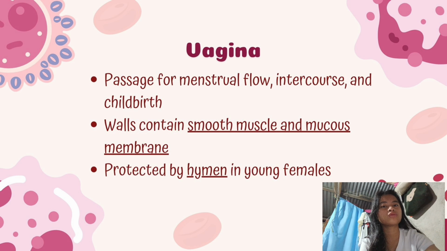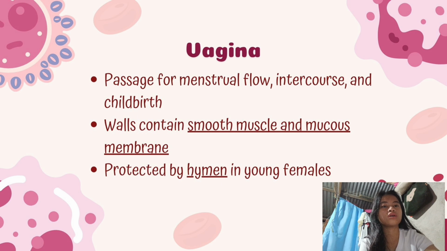So as the baby moves from the uterus, it passes through the vagina and out of the mother's body. The vaginal walls stretch significantly to allow the body to pass through. Structure and lining: the walls contain smooth muscle and mucous membrane. The inner walls of the vagina are made of smooth muscle, allowing it to stretch and contract.